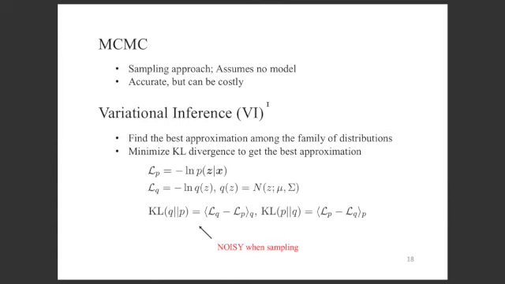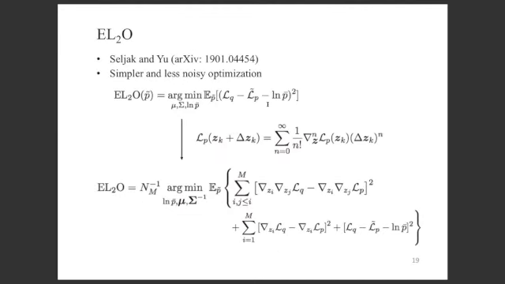And so we can minimize this KL divergence. However, minimizing this with sampling is a noisy process, but I will not go into a detailed derivation of why. So instead, we propose a simpler and less noisy optimization process called LO. We want to replace this noisy KL divergence minimization with a simpler and less noisy one.